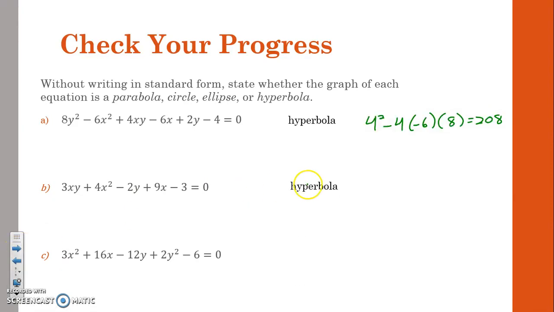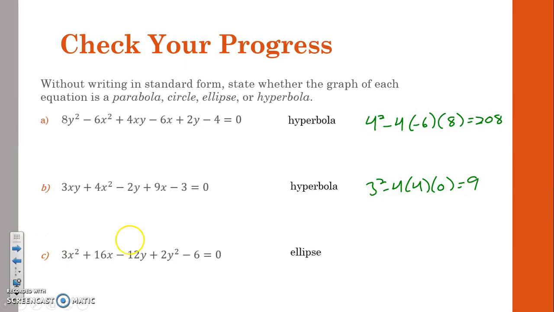Okay, part B, you should have also gotten a hyperbola. When you do your discriminant for this one, you get 3 squared minus 4 times 4 times 0, so we just get a discriminant of 9. Positive discriminant means I have a hyperbola. And now do part C.